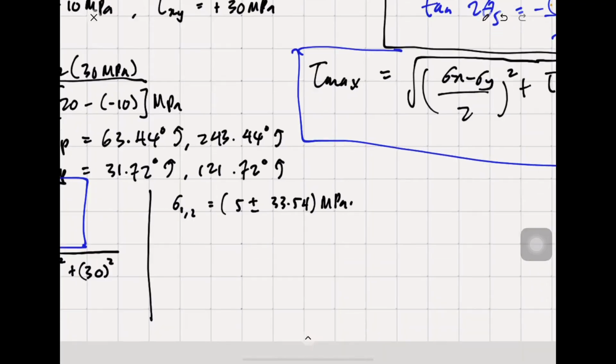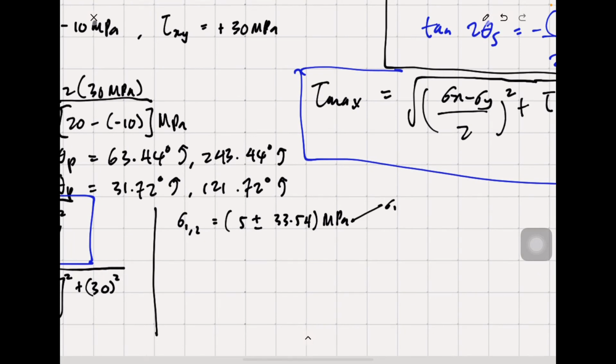So basically we're going to have two answers. One is sigma 1 and another one is sigma 2. Do the math for this. This is 38.54 megapascal, and another value is going to be sigma 2 is equals to negative value 28.54 megapascal. So you're going to call this major stress.